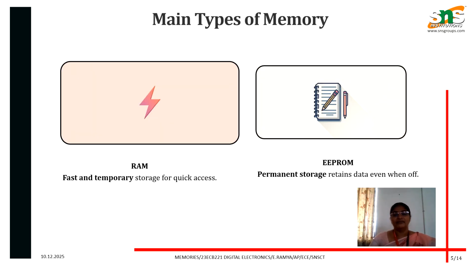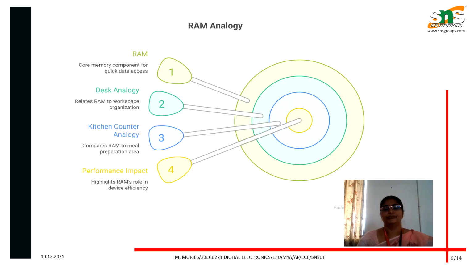Now we have the classification of memory. Memory can be classified into RAM and EEPROM. What is the main difference between RAM and EEPROM? RAM is fast and temporary storage, meant for quick access. EEPROM is permanent storage, retaining data even during power failure. I hope you understand the difference between RAM and EEPROM.